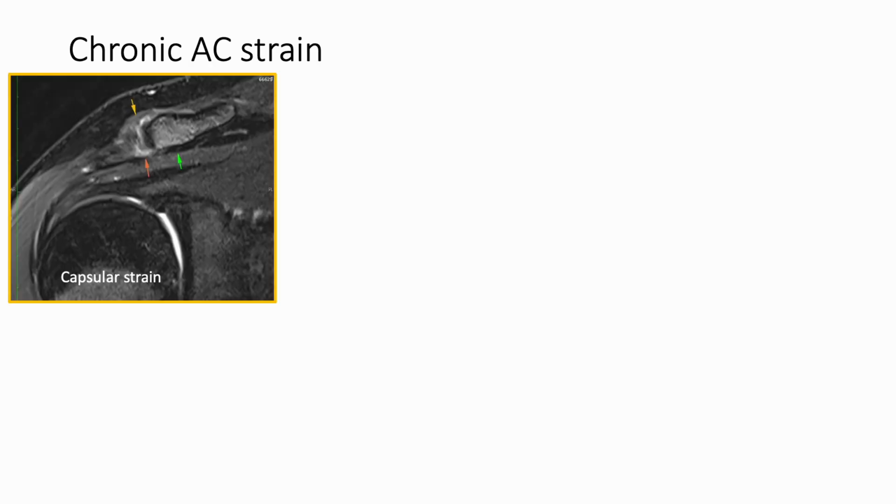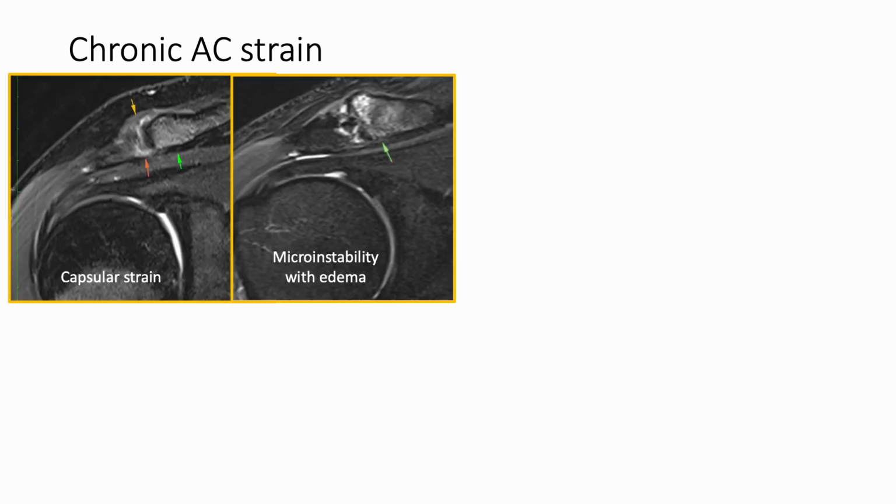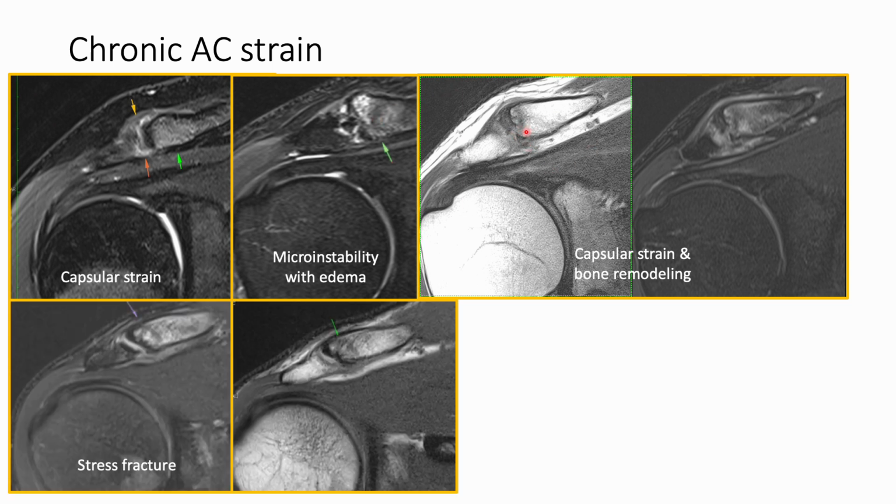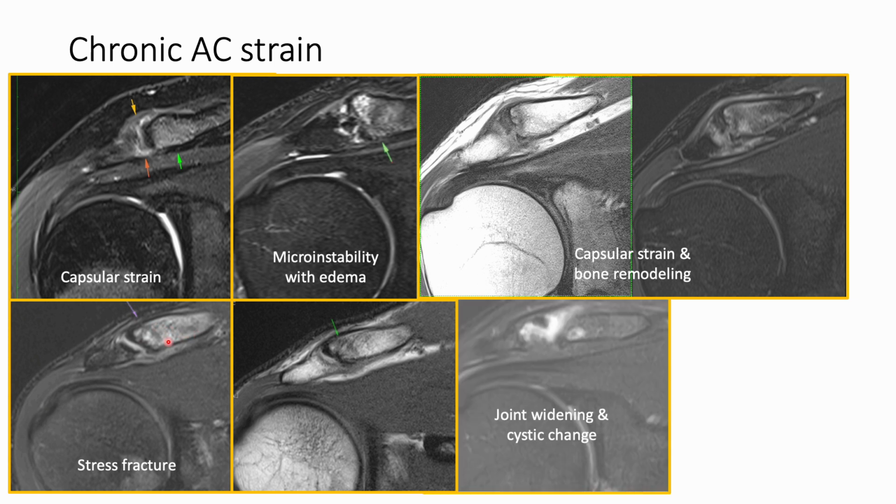So chronic AC strain, you can see a little bit of capsular edema here, capsular strain, then micro instability resulting in degenerative bone marrow edema. Then you can see a little bit of the bone remodeling happening along the inferior aspect here with subchondral cystic change. Then you can see here that there's a patient who's been a regular workout guy who's got distal clavicular bone marrow edema and a subtle stress fracture over here.